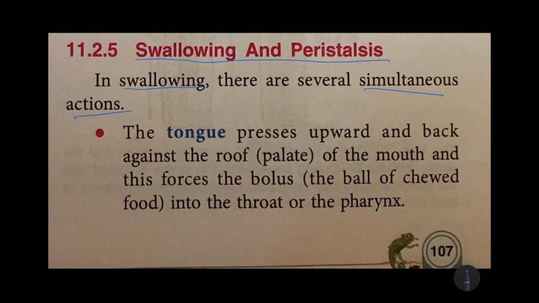First, what happens? The tongue presses upward and back against the roof of the mouth. The roof of the mouth is also known as the palate, and this forces the bolus. You know, the bolus is formed by the chewed food sticking together with the help of saliva, and this bolus is forced into the throat, which is also known as the pharynx. So here you learned two new words. One is the roof of the mouth, also known as the palate, and the pharynx, which is the throat.